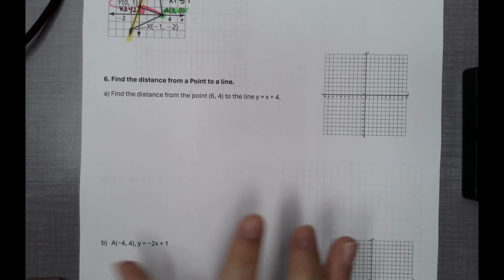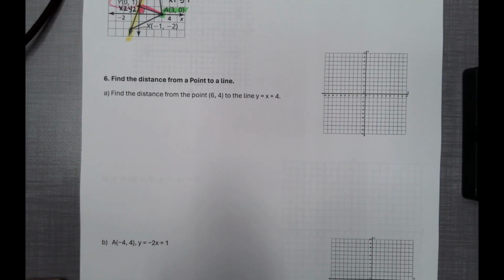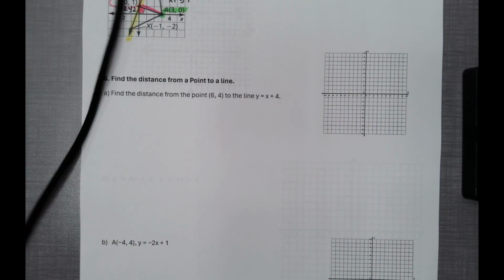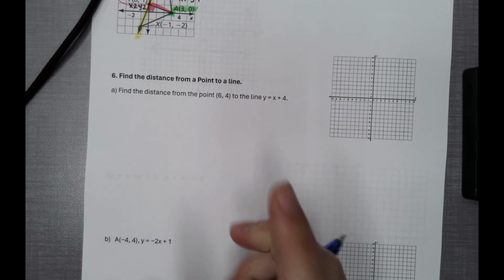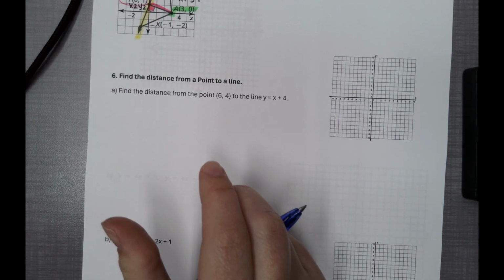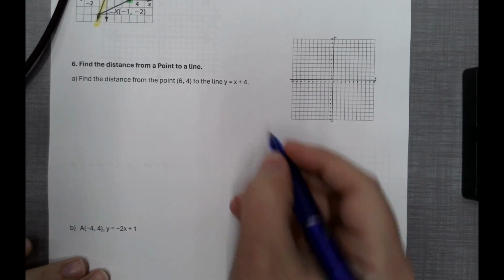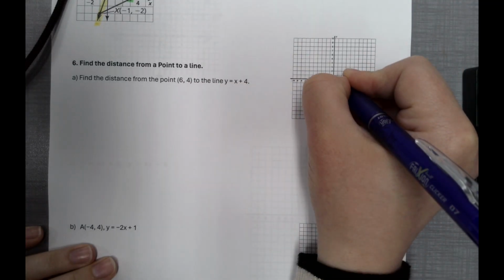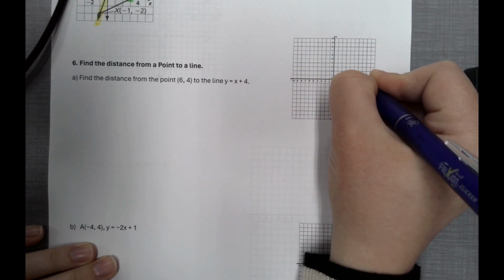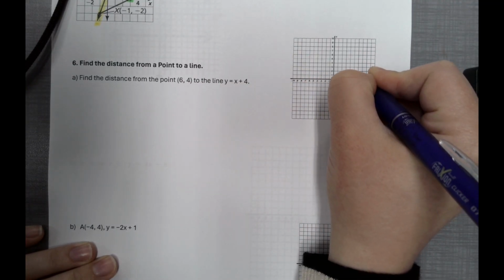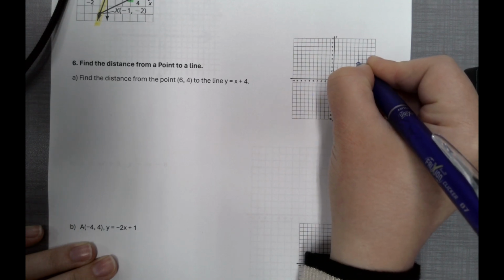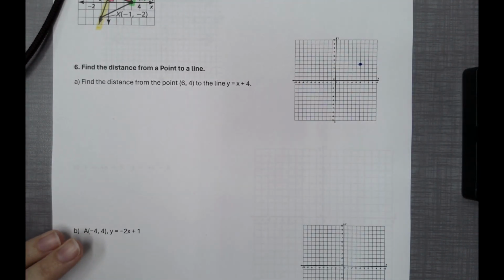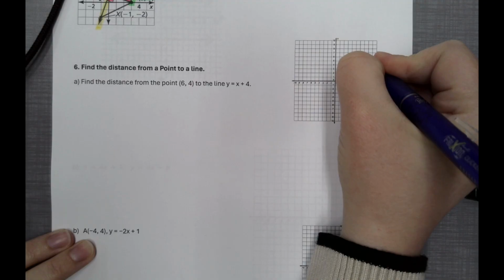All right, let's go ahead and actually do the way that we did it in class. You're going to start off by, obviously you have a point and a line, so we're going to graph this. Point is going to be 6 and 4. 6, 1, 2, that's negative. So 1, 2, 3, 4, we want it positive here. That's going to be your given point. I'm going to label this G for given.